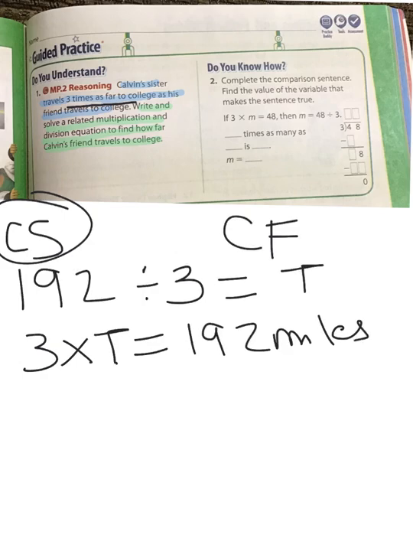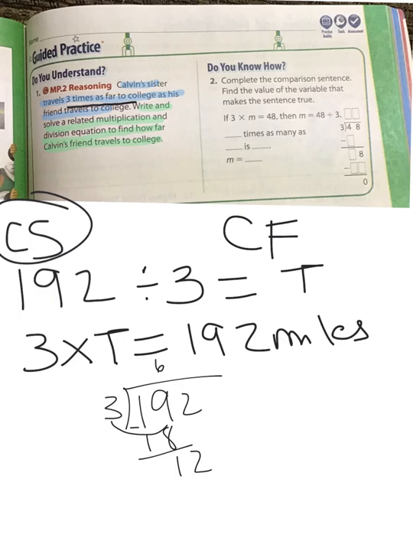So I'm going to divide 192 divided by 3. Well, I know 3 goes into 19 6 times. 3 times 6 is 18. Going to subtract, bring down my 2, and 3 goes into 12 4 times. 3 times 4 is 12. So t is going to equal 64 miles. I'm just going to use an m for miles.